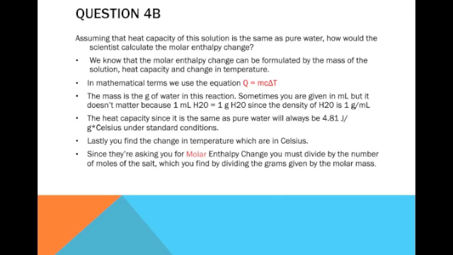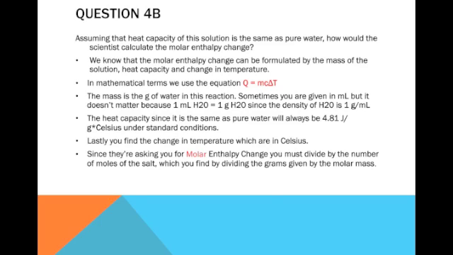For question 4b, assuming that the heat capacity of the solution is the same as pure water, how would the scientists calculate the molar enthalpy change? Well, we use the equation Q equals mass times heat capacity times change of temperature. Often they'll give you mass in milliliters, or I guess in volume. In the case of water, we know that the density of water is 1 gram per milliliter, so we can just make a conversion: 1 milliliter into 1 gram.